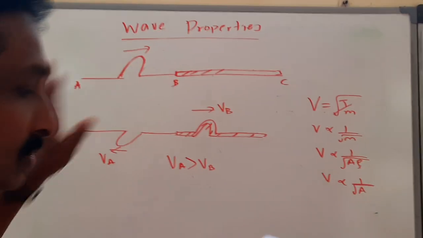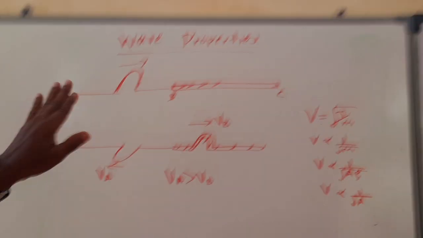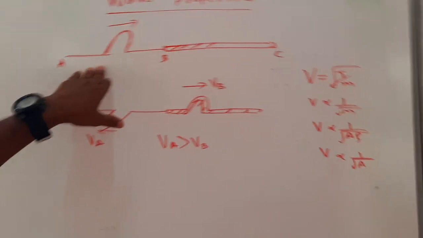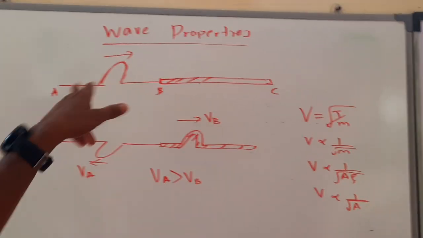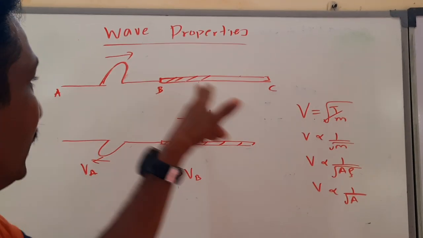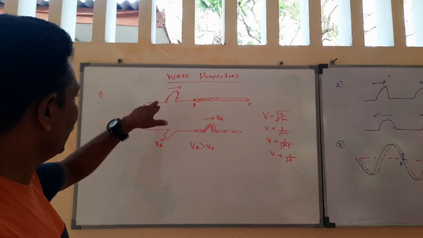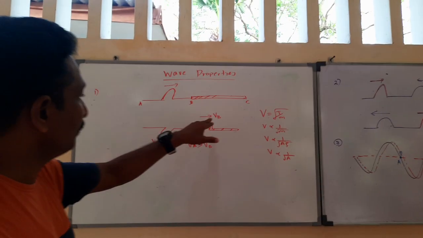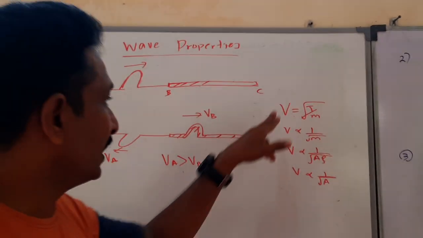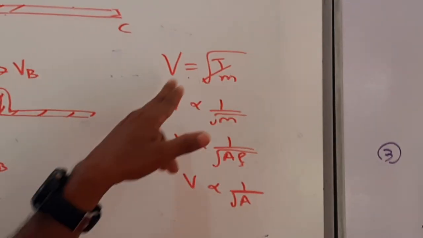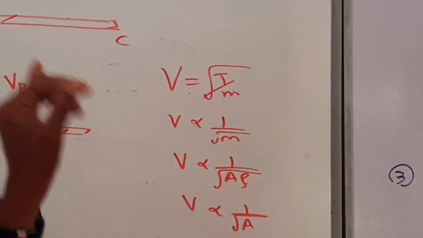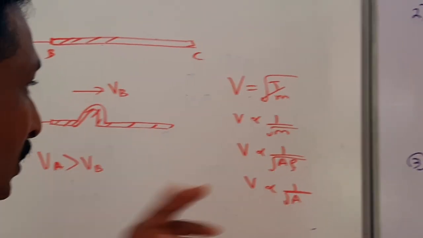Consider the first question. A is the wave pulse, B is the support. Here B's thickness is greater than A's, and the velocity of A is greater than B. Why? That is the equation: v is equal to root of T over M. That is the transverse wave equation already given.